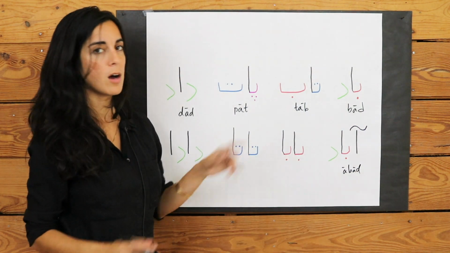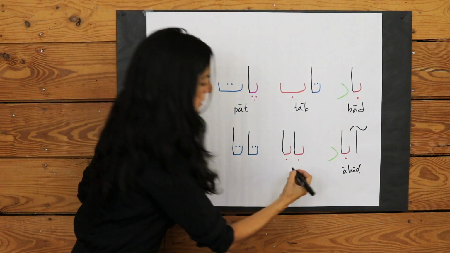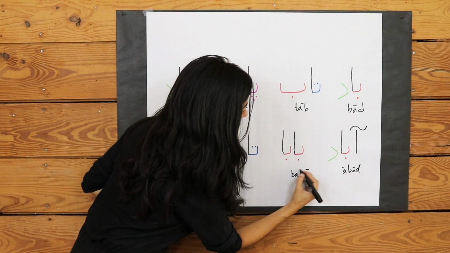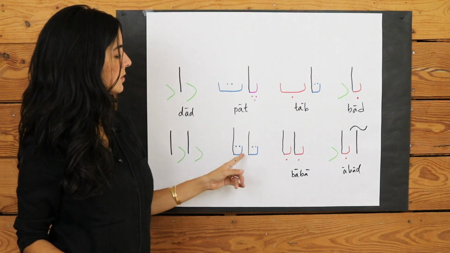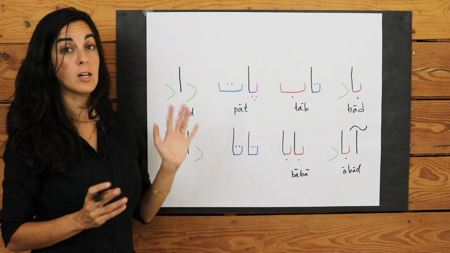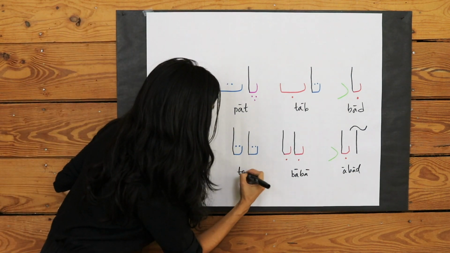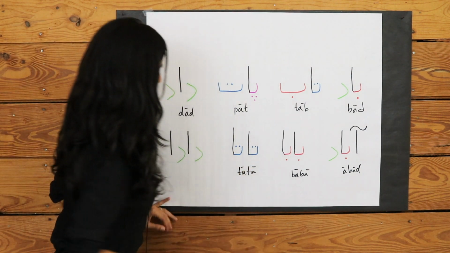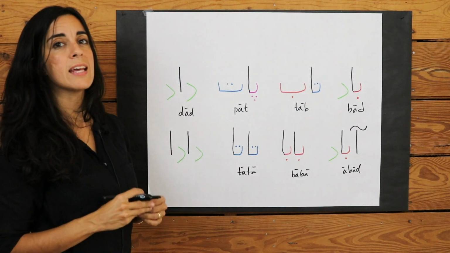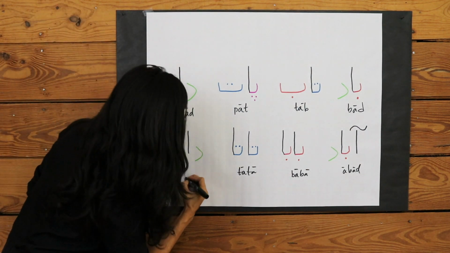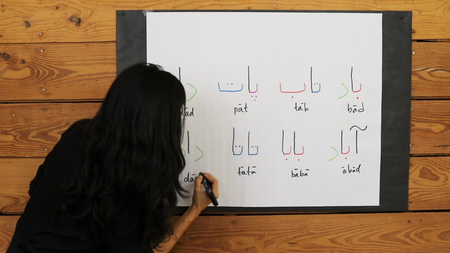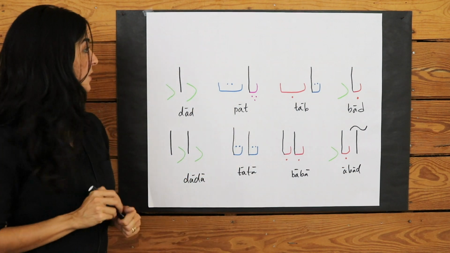Be, a, baba, father. Te, a, ta, so long. And finally, de, a, da. So there you have it.